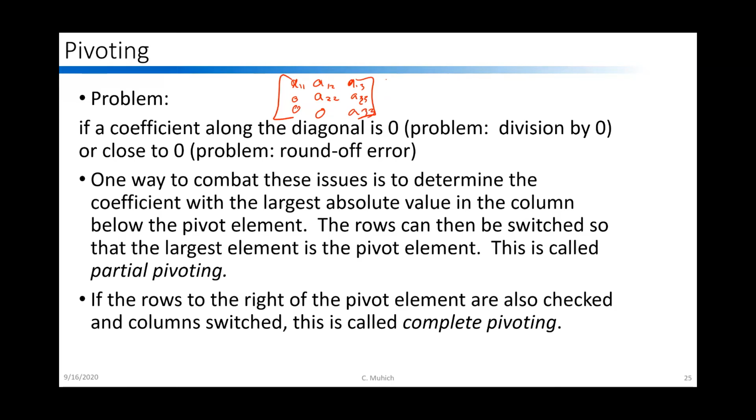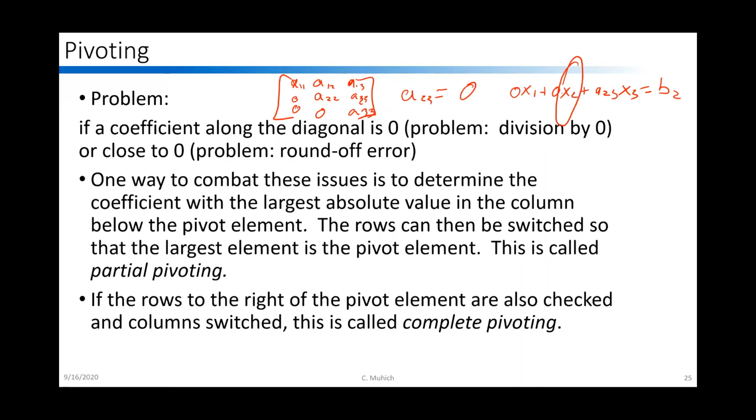Right? So if I have this matrix and A22 happens to be equal to 0, when I go to solve out that second row, I'm going to have an equation that says 0x1 plus 0x2 plus A23x3 equals some number. And that second row is supposed to give me information about x2, but it's multiplied by 0. I'm not going to get the x2 information that I need.